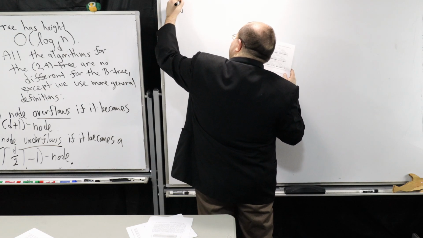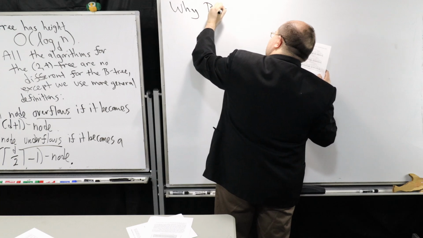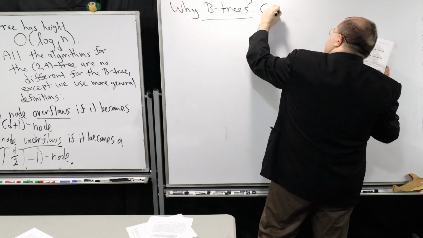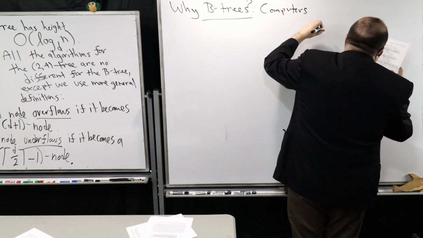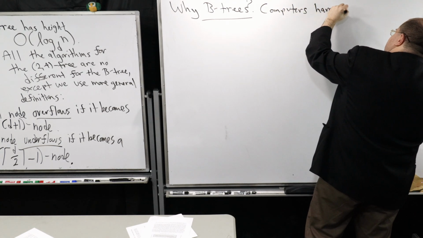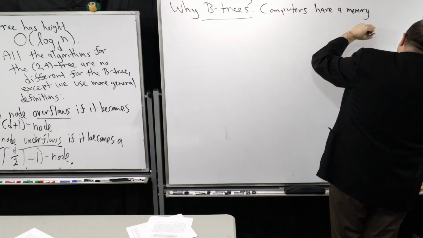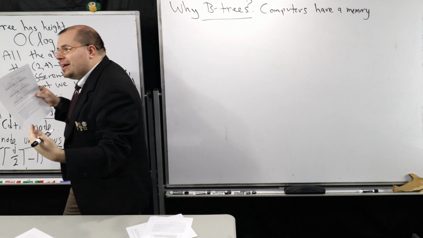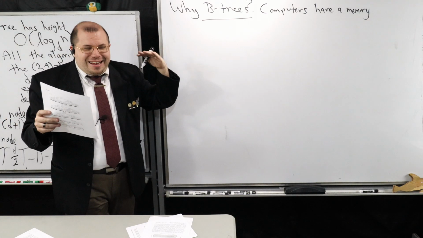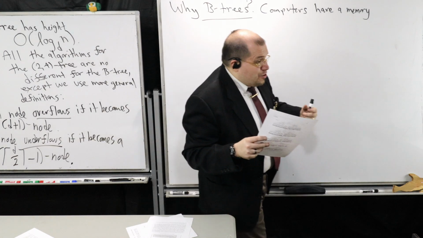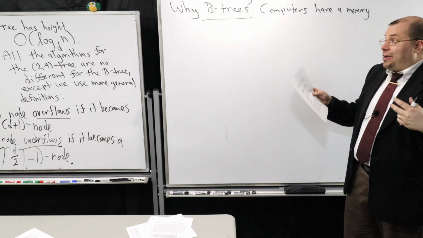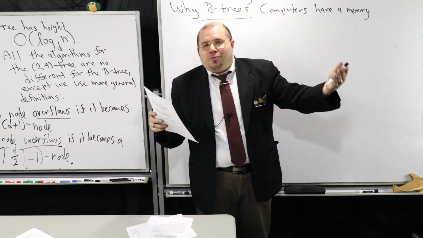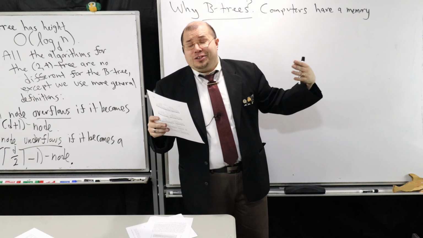So why consider B trees? So why B trees? Computers have a memory hierarchy. This is something you may have encountered if you've taken a systems class: memory itself takes the form of a hierarchy. And you might know that hierarchies are very natural for modeling trees. If I want to have a hierarchy, one natural way on a computer to represent a hierarchy is with a tree.